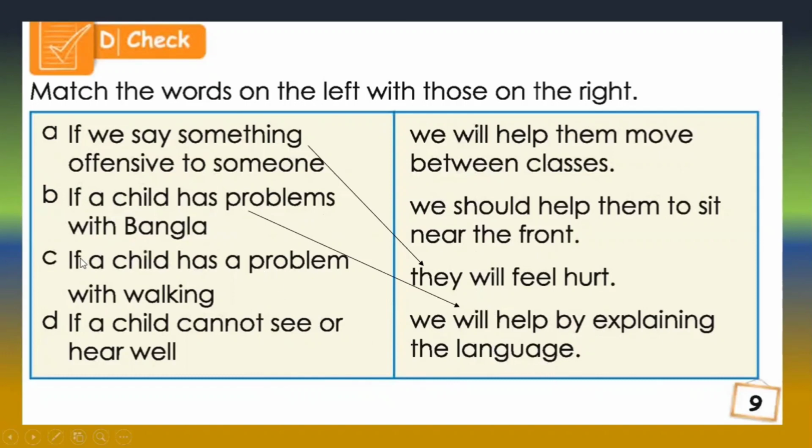Then in C, what is the sentence? If a child has a problem with walking, then it matches with which one between these two? Yes, perfect. That is, we will help them move between classes. So the full sentence will be, if a child has a problem with walking, we will help them move between classes. Perfect. Then the next one, it matches with the remaining sentence. Yes, if a child cannot see or hear well, we should help them to sit near the front. So here is the answer of matching, students.